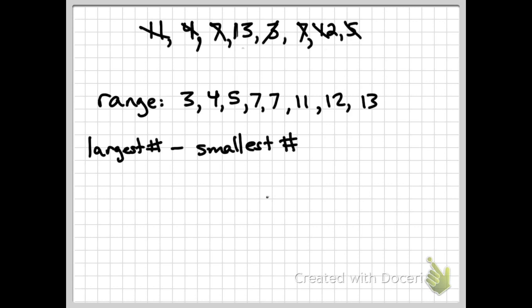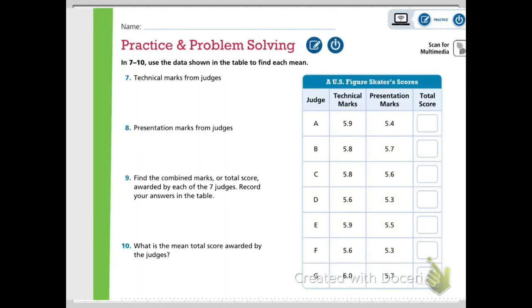So our largest number is 13, our smallest number is 3. We subtract, and our final answer for that would be 10. All right, so let's look at some of the questions that we could see tonight on the homework.